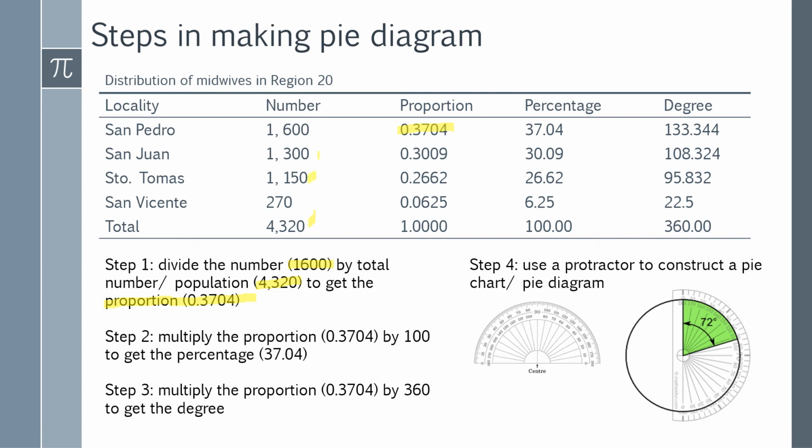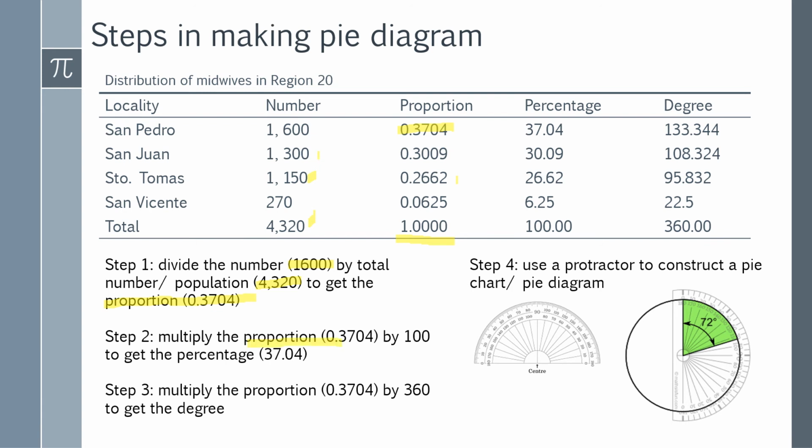1,150 divided by 4,320, 0.2662, and the rest will continue. Okay? So if we're going to add this proportion, this will give us an exact value of 1.00 or 1.0. Nakuha. Okay. So step number 2 is to multiply the proportion by 100. Okay, we multiply the proportion by 100.